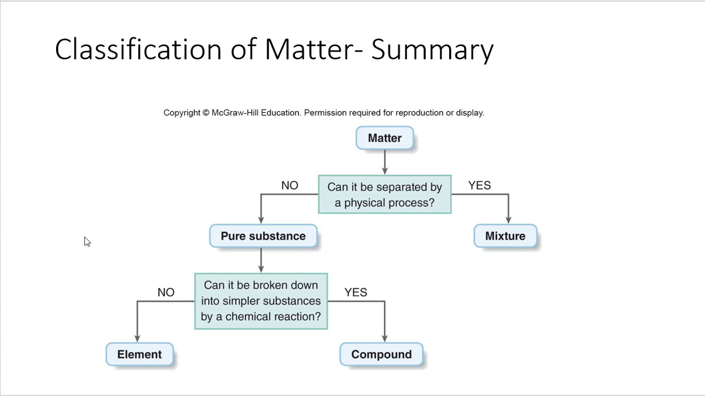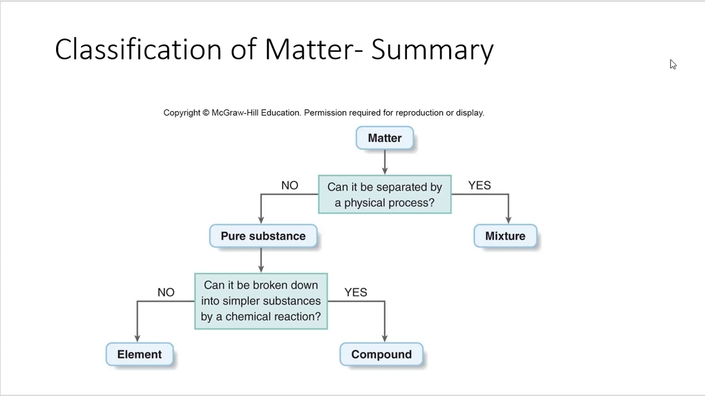So let's try this out in a few different substances. Let's say I have a gold ring that is 24 karat gold. So, matter. Is there anything physical I can do to that gold ring to separate it? Now, if I melt it down, it would still be gold. So, no, it's a pure substance. Next, can it be broken down into simpler substances by a chemical reaction? Is there any chemical reaction I can do to that piece of gold to change it into something simpler than gold? No, gold is an element. There's nothing I can do. So therefore, no, it is an element.